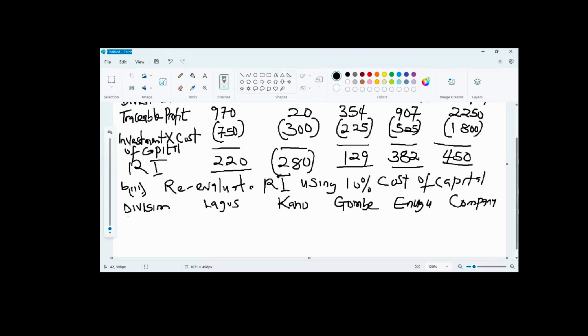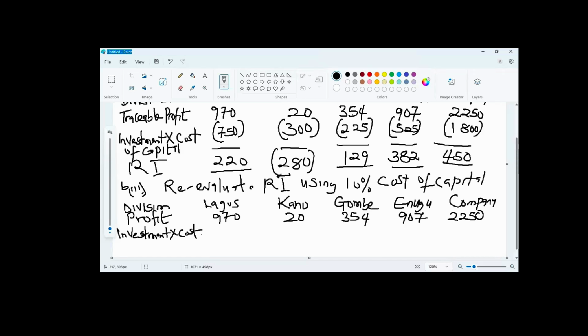Pick your profit: 970, 20, 354, 907, and 2,250. Then I will say investments. You can also shorten it, notional interest, or let's be consistent, because some might not be in the class. They will now be looking at what we have done. Investments multiplied by cost. Now our cost is 10%.